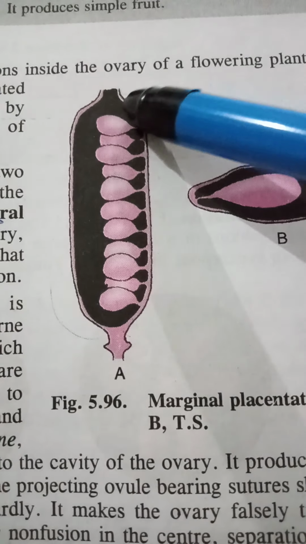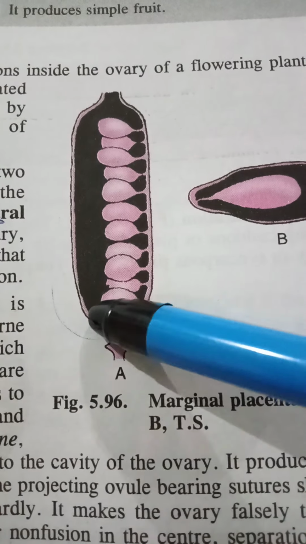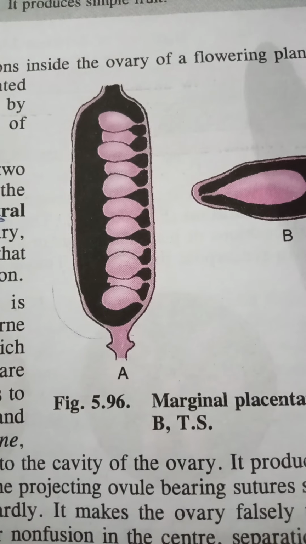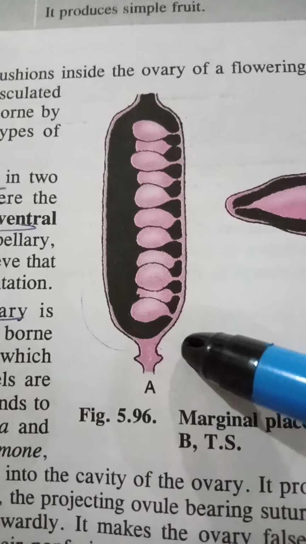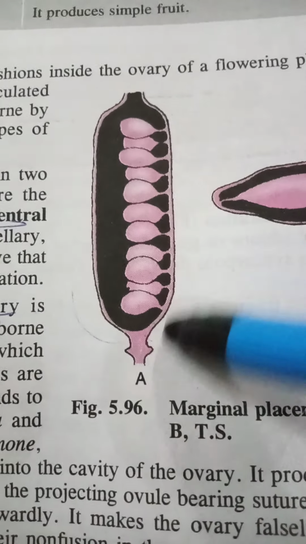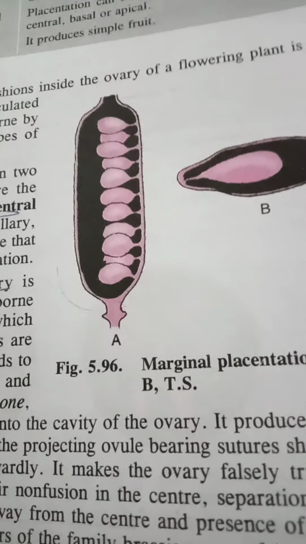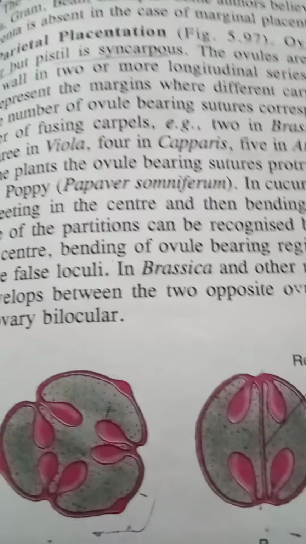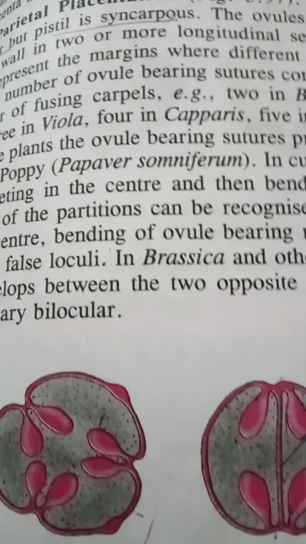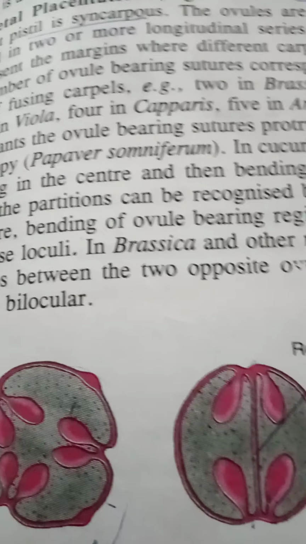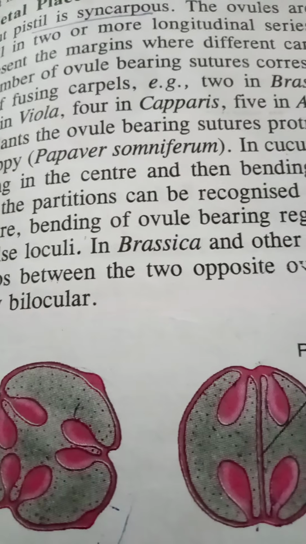As you can see, in the margin portion the ovules are developing in a particular row. This is observed in the case of pea. All of you are familiar with that one. Whenever we open the pod, those seeds are arranged in this particular manner. Then the second type is the parietal type. Parietal type means when the ovary is unilocular but the pistil is syncarpous, that means the pistil will be fused, and ovules are born over the wall in two or more longitudinal series.